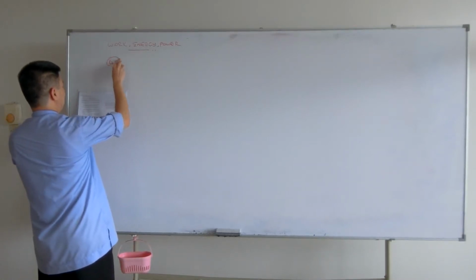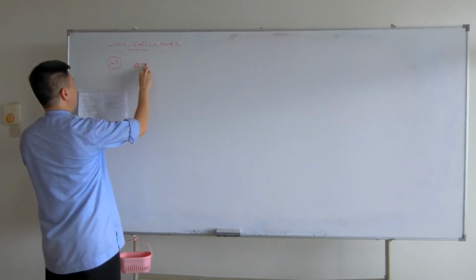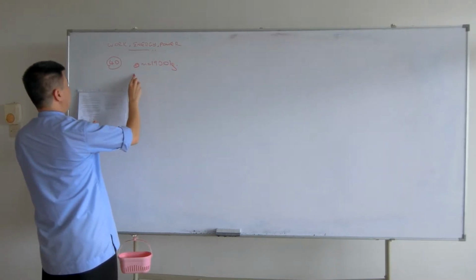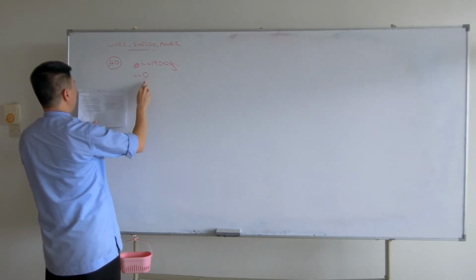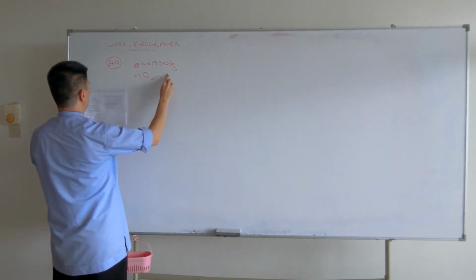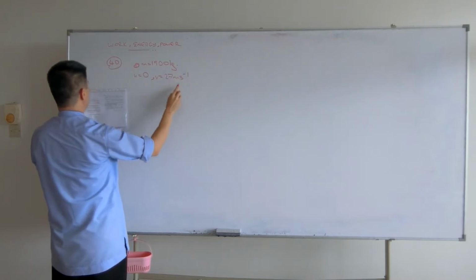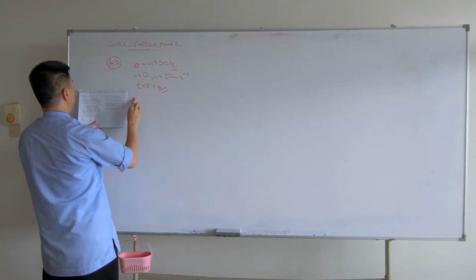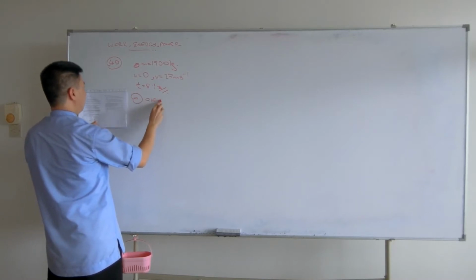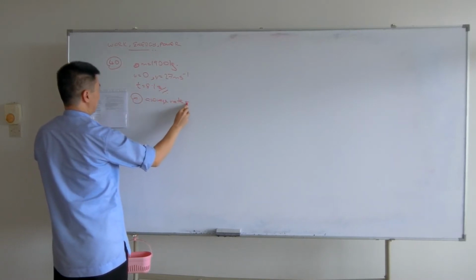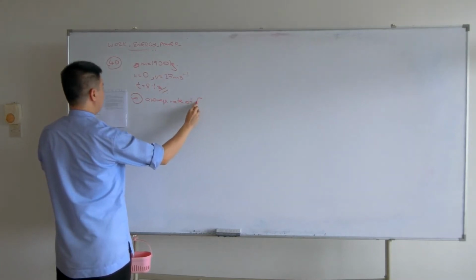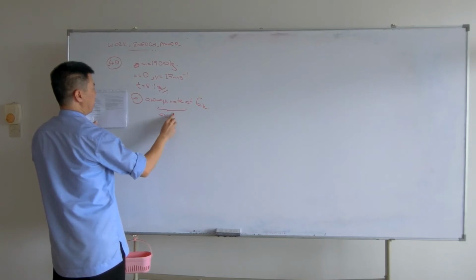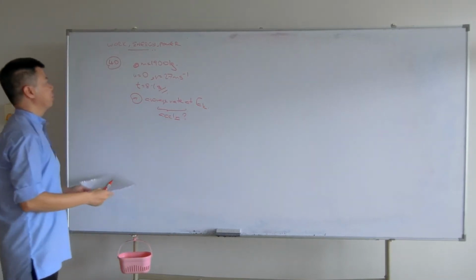Question 40. You have a car of mass 1,900 kilograms, u is equal to 0, v is equal to 27 meters per second, and time is equal to 8.1 seconds. A. Calculate the average rate at which EK is supplied to the car during acceleration.